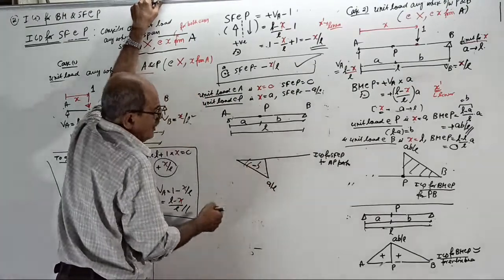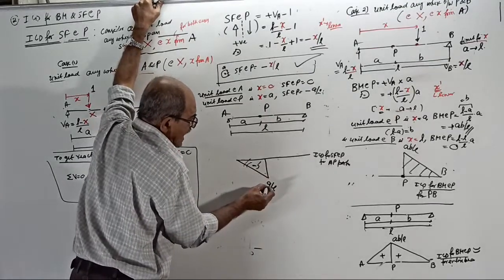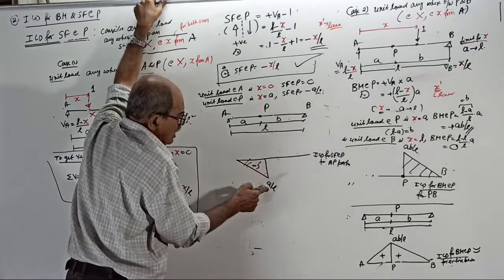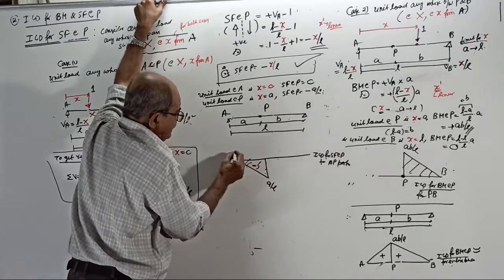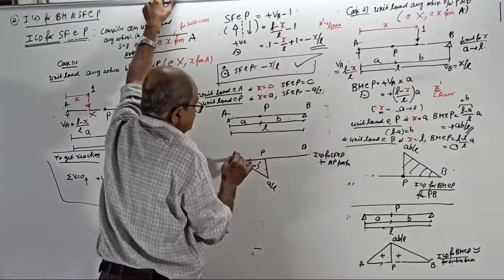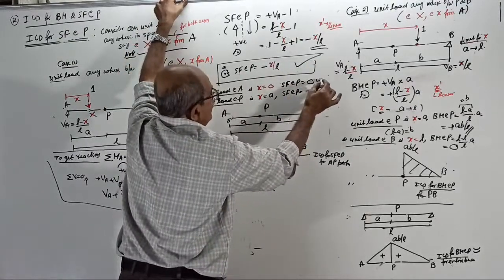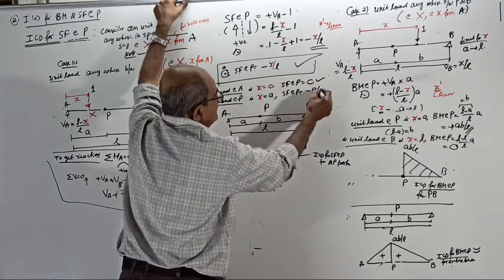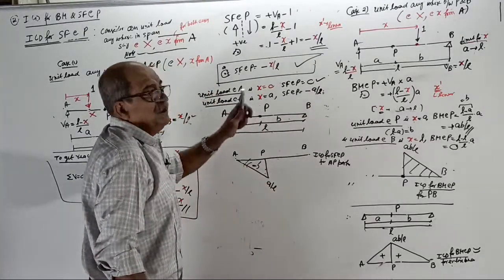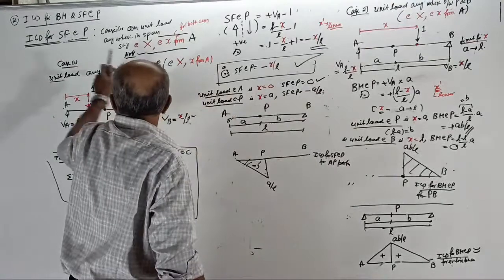Some people write minus here and put minus again here. No. Once you write minus in the diagram, don't write minus here. This is A, this is P, this is B. See, X equal to 0, answer is 0. X equal to A, answer is A by L. This is the ILD for shear force at P when the unit load is moving from A to P.